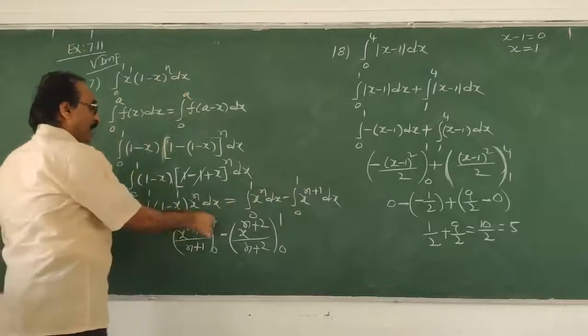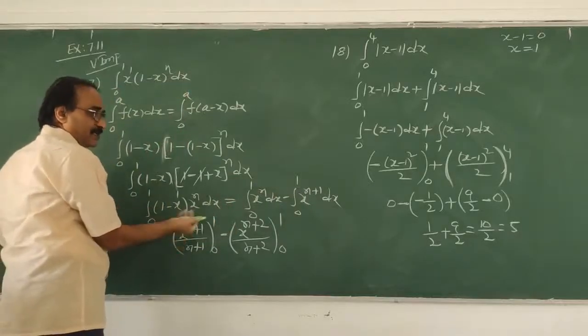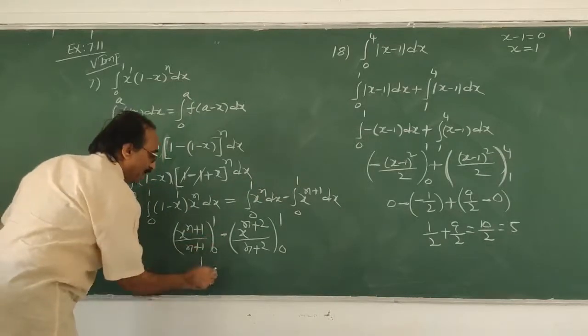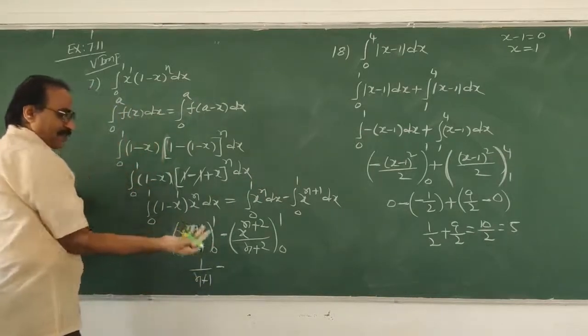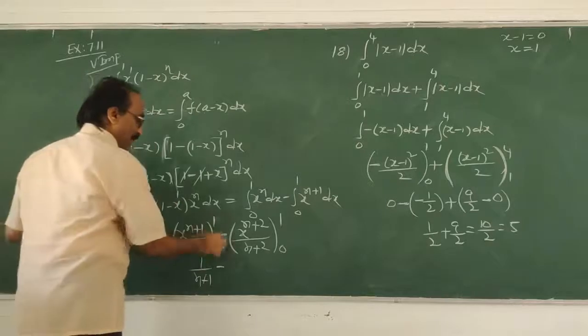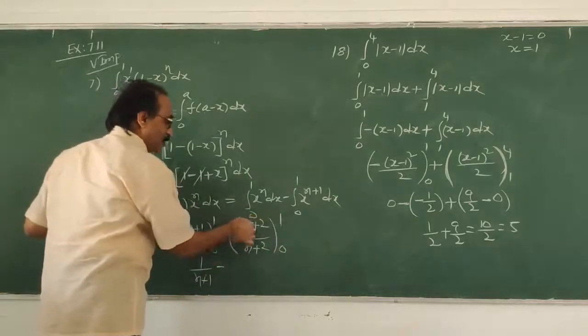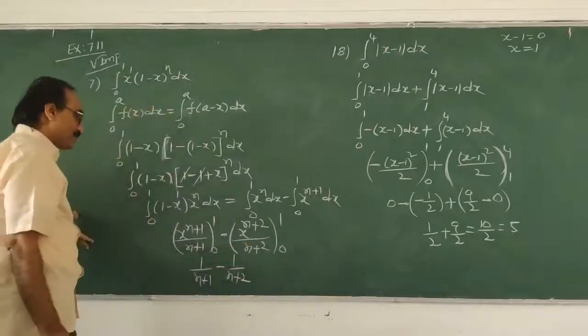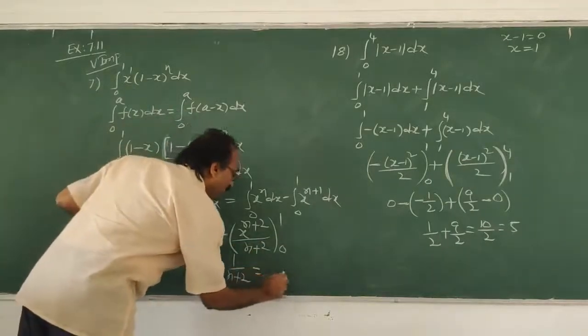Okay. Now, if you substitute the upper limit 1, 1 to the power of anything is 1. So, this is nothing but 1 by n plus 1 minus, because lower limit 0 to the power of anything is 0, leave it off. So, minus I wrote here. Again, upper limit 1 to the power of anything is 1, so 1 by n plus 2. No lower limit, 0. So, 1 by n plus 1 minus 1 by n plus 2, what is the LCM?